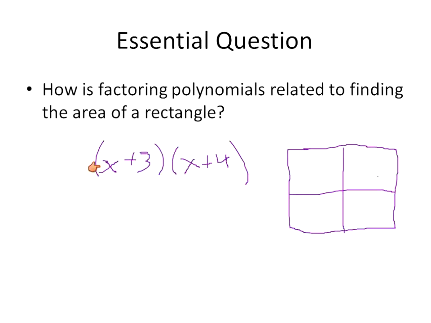Right here, and this particular expression right here has, how many terms does it have? It's two terms. So I could put x plus 3 here. I could put it on the other side too. It doesn't make a difference. And I could put x plus 4 here, right?